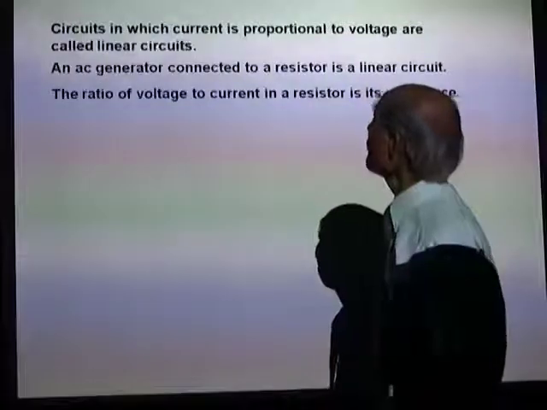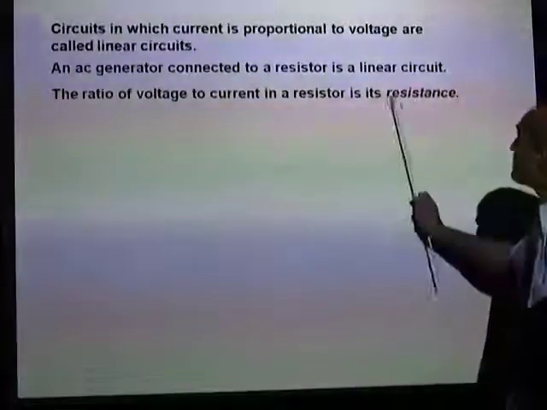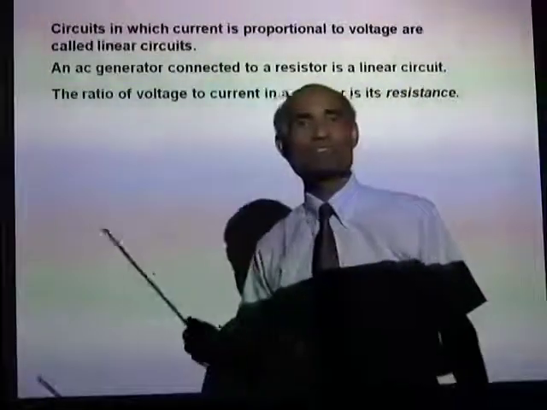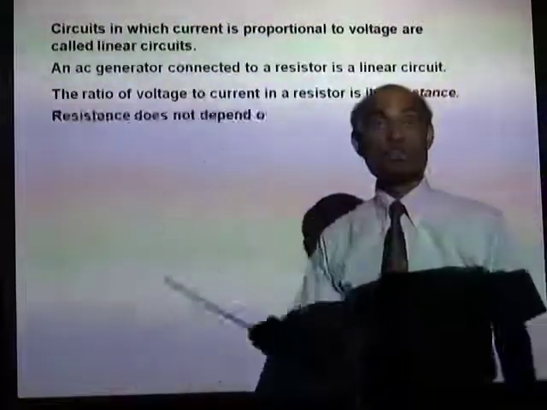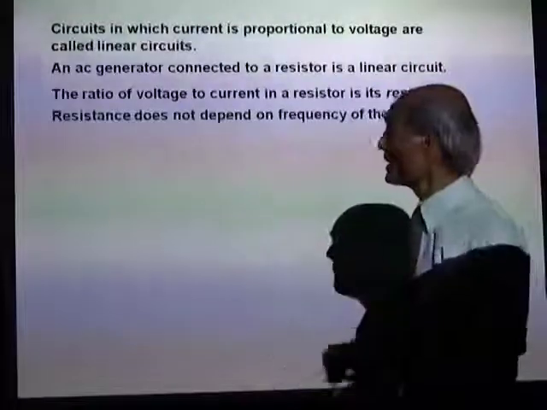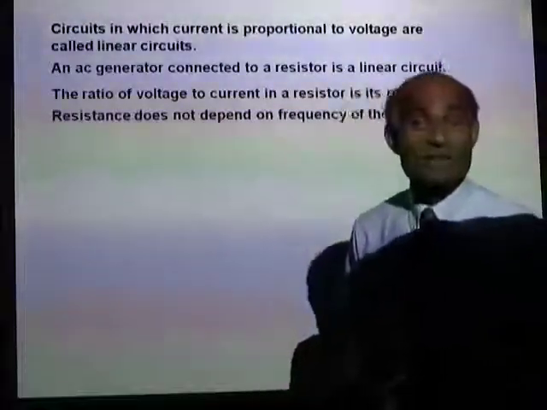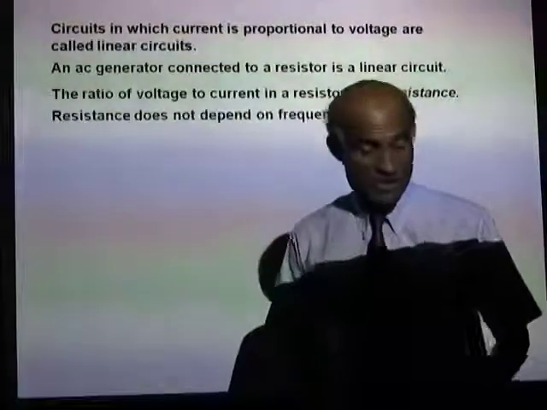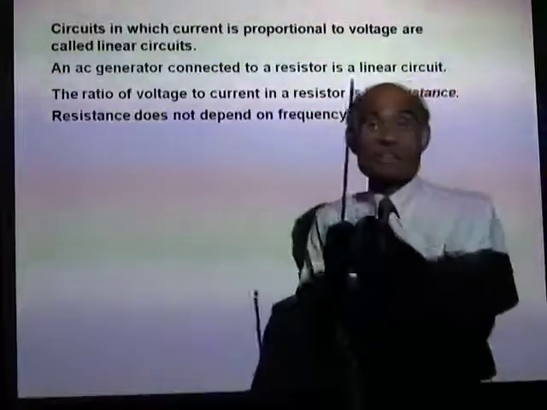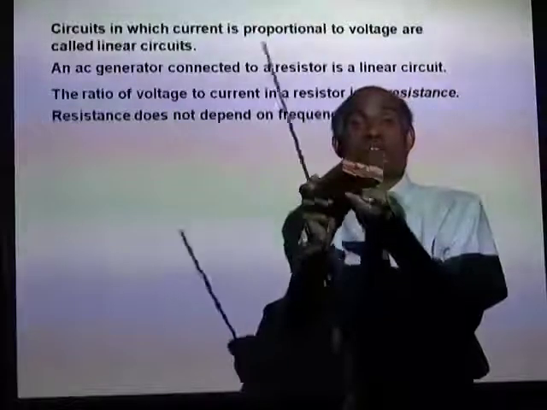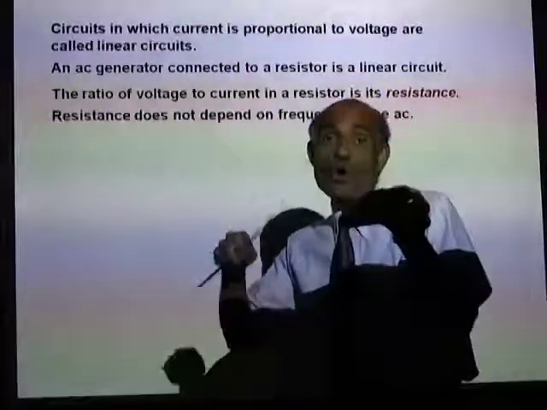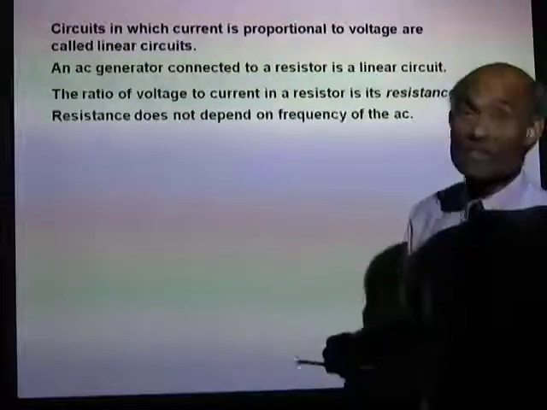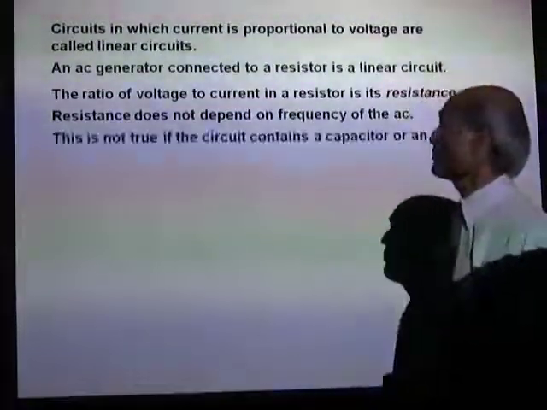Now, the ratio of voltage to current in a resistor we call resistance. Is that right? Resistance is the ratio of voltage to current. Now, in the case of a resistor, the resistance does not depend on the frequency. In other words, the resistance of a conductor does not depend on how fast the coil rotates to generate that AC. It is independent of the frequency.